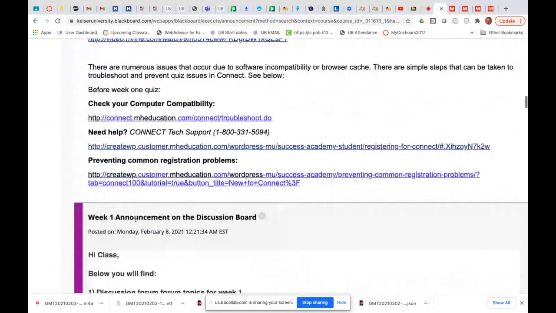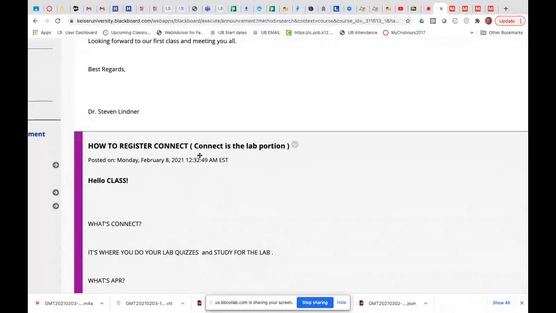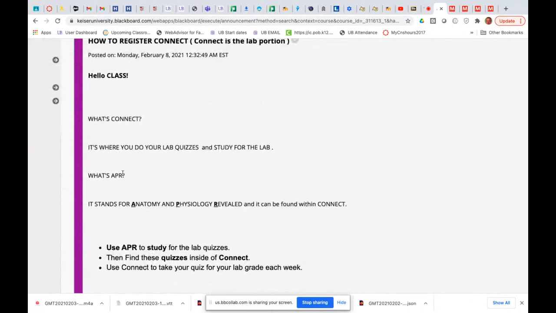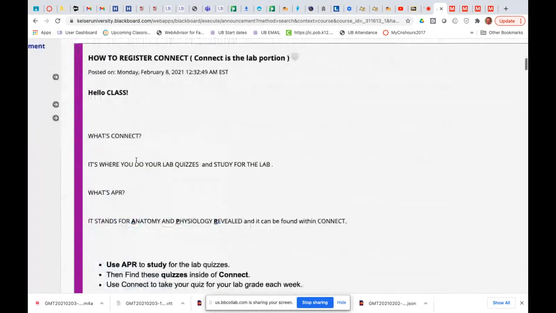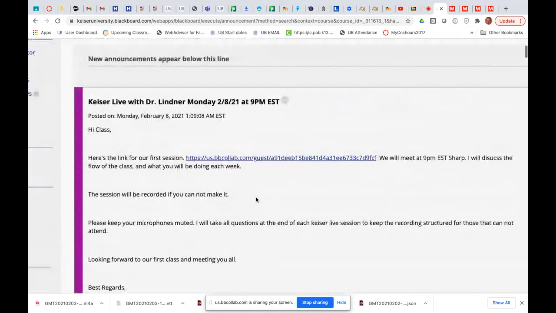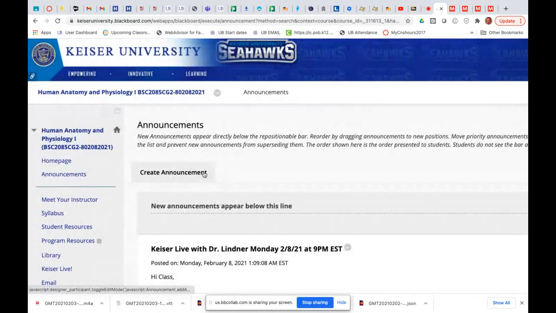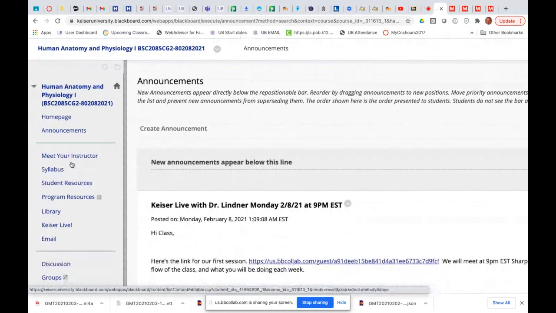What other announcements did I post already? This one is on how to register for Connect. The Connect is your lab portion. What is it, right? So take the time to go through it. I don't have to do it here. There's announcements on it. Several of you are here this evening, which is nice because you probably saw my announcement or email, and I will send one of these out each week to you, getting us ready for the next Kaiser Live, which is always Monday nights at 9 p.m.